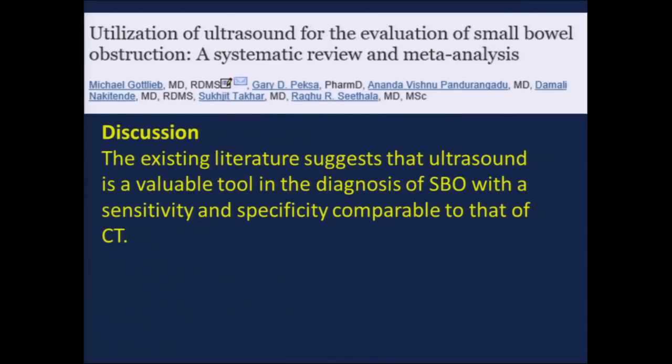Well, is it sensitive to consider intestinal ultrasound in the assessment of obstruction? That's one of the meta-analyses performed in adults. Unfortunately, we don't have pediatric literature because in adults they are using CT scan. So they compared the ultrasound to the CT scan and the X-ray. The existing literature suggests that ultrasound is a valuable tool in the diagnosis of small bowel obstruction, with sensitivity and specificity comparable to CT scan. What's the X-ray sensitivity in the same analysis? 55%, like a flip of a coin, so sometimes you have to rely on X-ray, but that's about the plain X-ray.